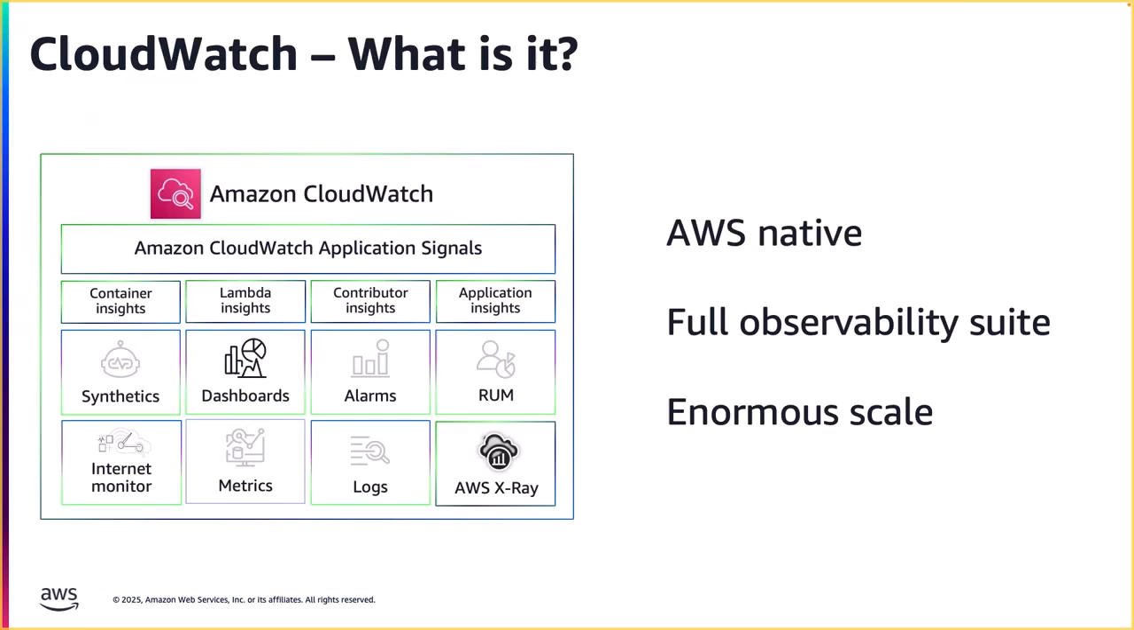Moving on, CloudWatch, what is it? CloudWatch is the AWS native tool for observability and monitoring. It has a full observability suite when you talk about logs, metrics, alarms, dashboards, and you want to be able to analyze with, say, Lambda Insights, Contributor Insights, Logs Insights. It provides a lot of tools. It has the full observability suite, and it is designed for scale.